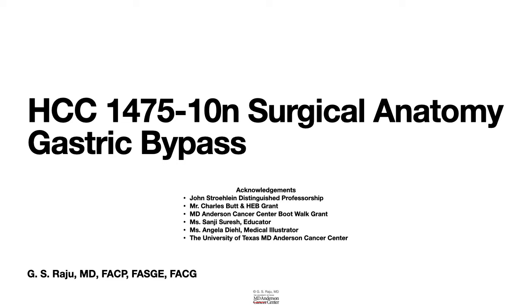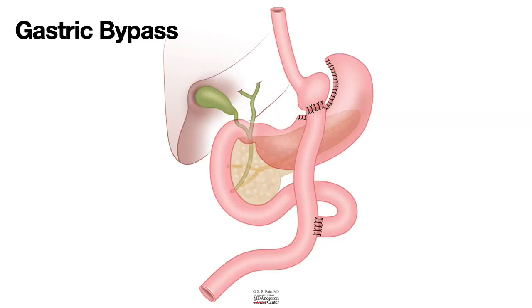This is one of the commonest surgeries performed to treat patients with morbid obesity. Here is the anatomy of gastric bypass, and let us learn about these steps. This is a procedure which restricts the food intake as well as bypasses the food from the normal route, thus impairing the amount of calories absorbed by the body.